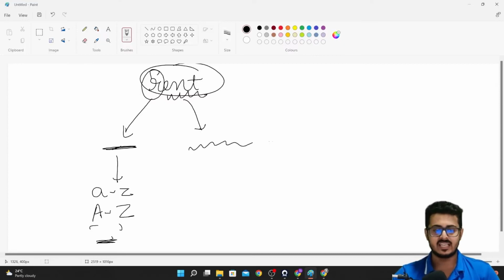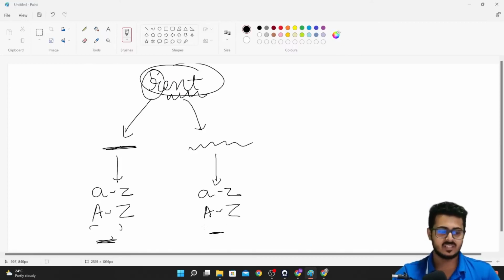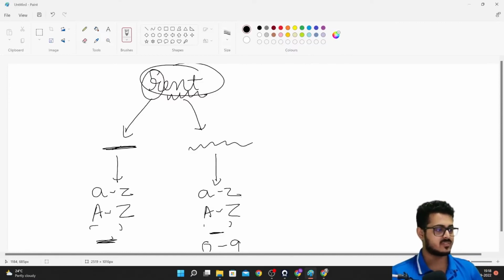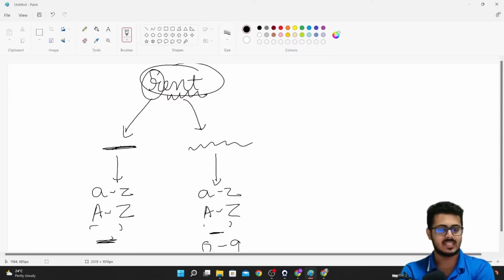Secondly, for the rest of the variable name, you can have small a to small z, capital A to capital Z, underscore, as well as numbers 0 to 9. So the first letter you cannot have as a number, but the rest of the variable name can contain numbers as well.